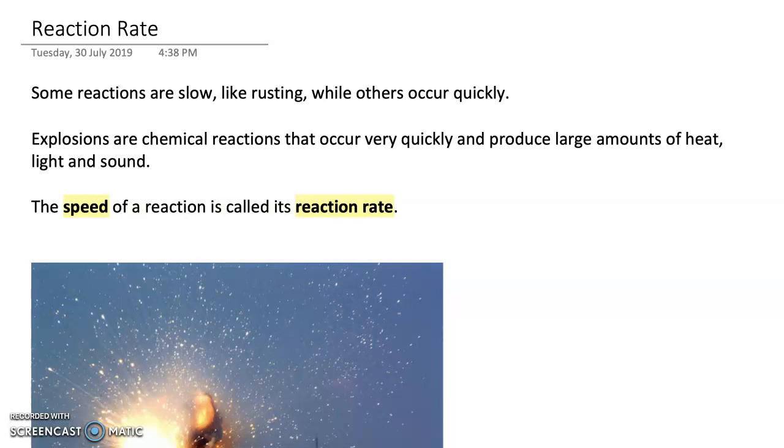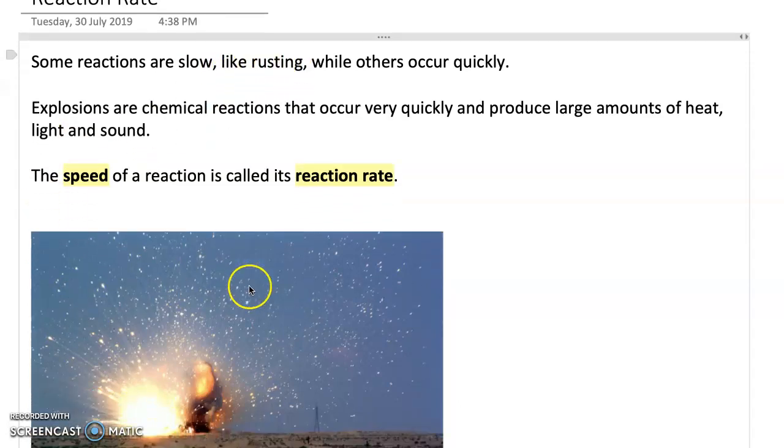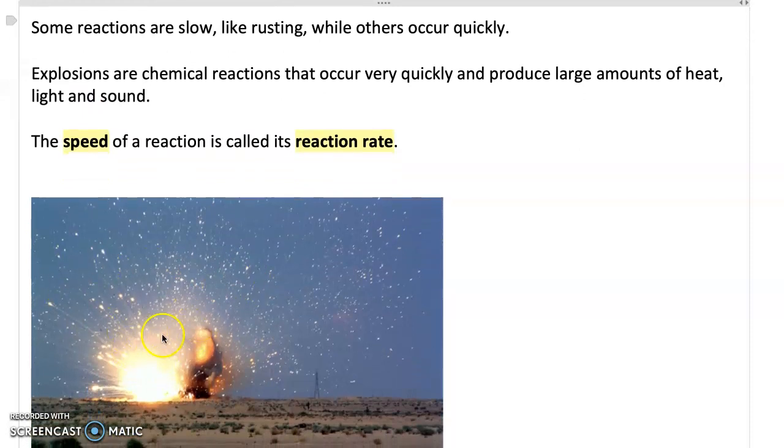Now, some of these reactions are slow, like rusting, while others occur really quickly. So there's a picture here of an explosion happening. This reaction happens very fast, and it can produce a large amount of heat, light, and sound. So it's a reaction. There's new chemicals produced down here, but what's actually happening is a lot of energy is being released because it's a very fast reaction. So the speed of a reaction, when we refer to its speed, we are talking about its reaction rate.